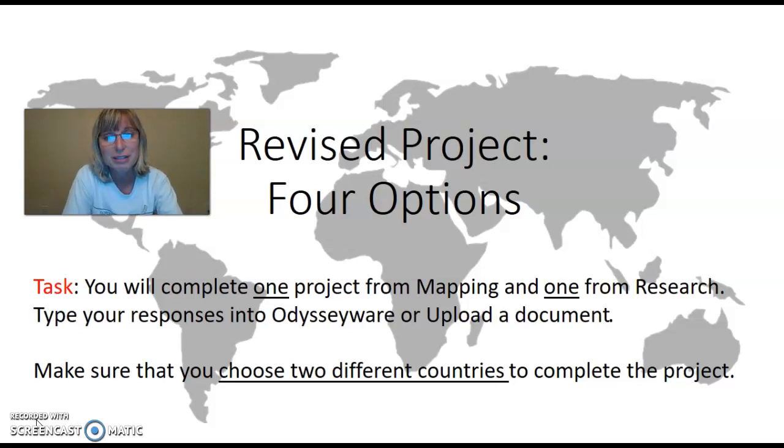So the task is that you will complete one project from the mapping column and one project from the research column. I'm going to explain a little bit about those in a minute, and then you'll type your responses into Odysseyware, or you'll just upload your document into Odysseyware. So you're still going to turn it in the same place as where the original project 4 options is on Odysseyware. You're not sending this to me in some other format. It still goes into Odysseyware. It's just that I wanted to give you a few other ideas for your 4 options.